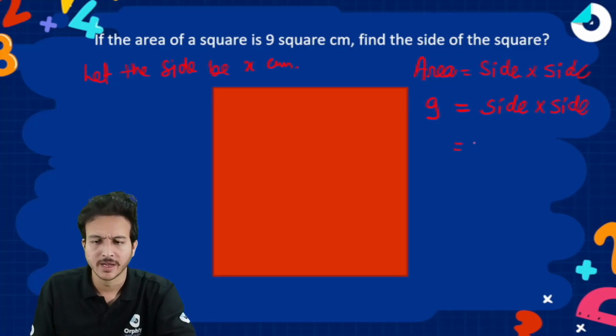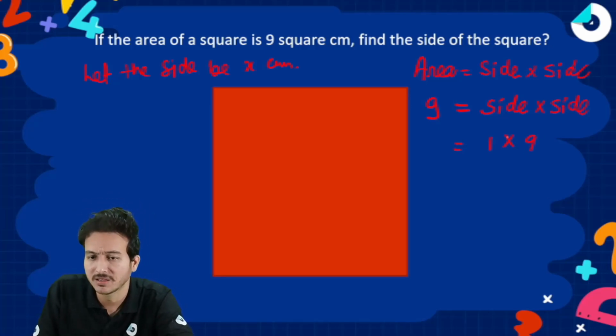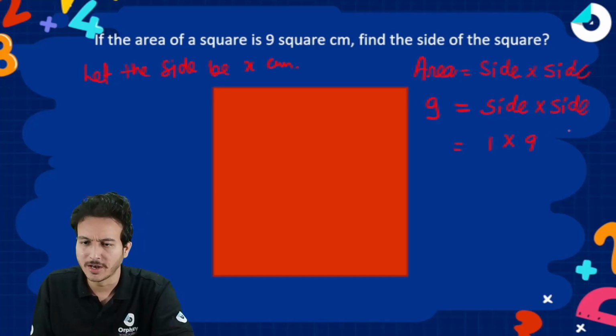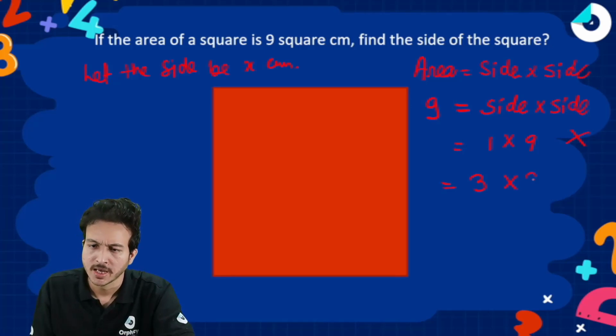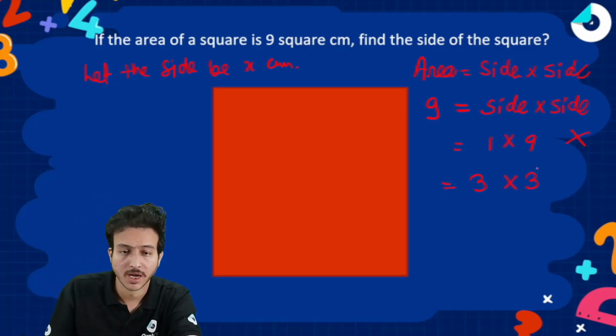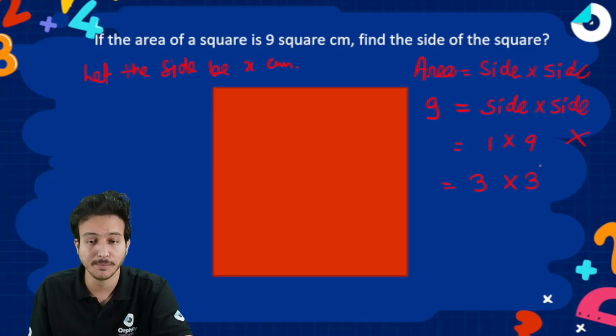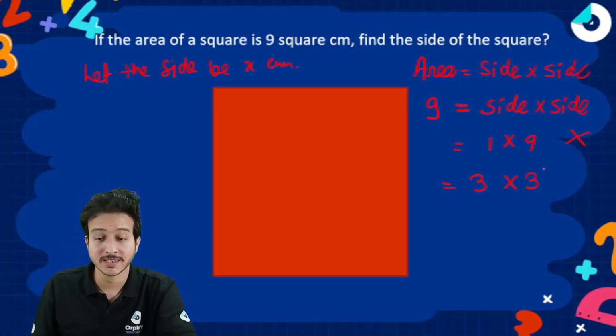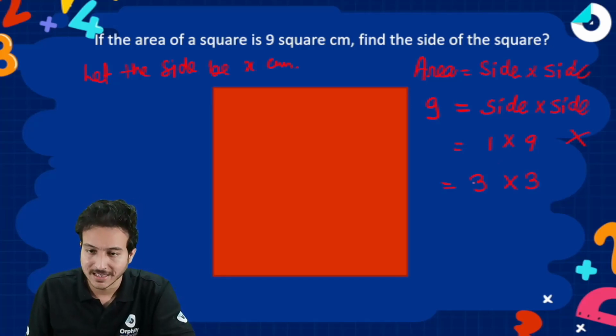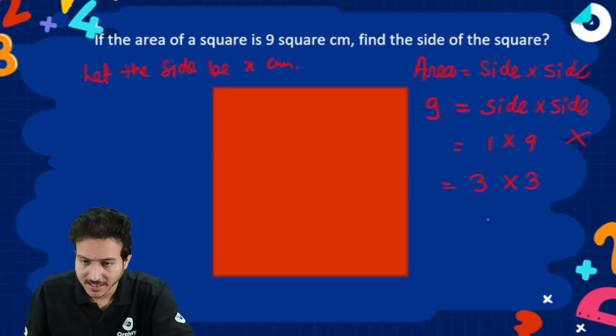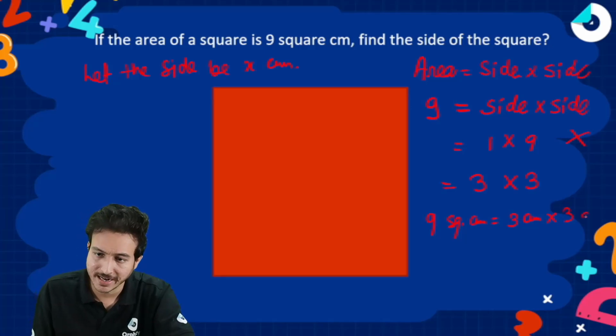Now we will try to find it by trial. We can make 9 as 1 into 9, but these two numbers are different, so this cannot be our answer. We will try one more, 3 into 3. We know 3 into 3 is correct. When we multiply 3 by 3, it will give the answer as 9 square centimeter. So we can say that 9 square centimeter is equal to 3 centimeter into 3 centimeter.